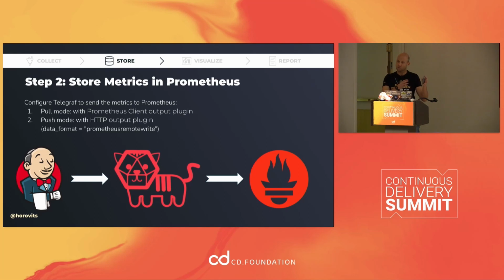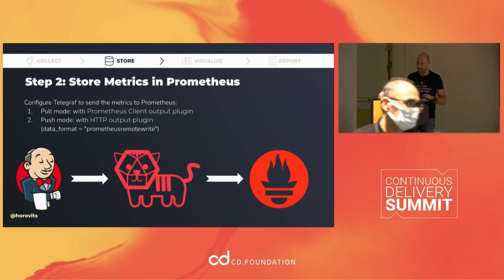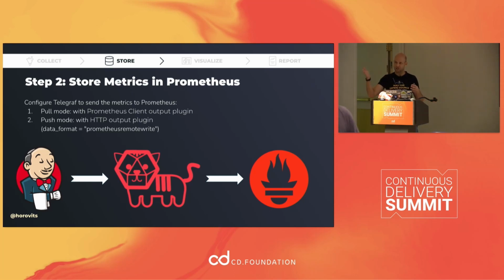And what you need to do is to configure Telegraf to send the metrics to Prometheus, and you have 2 options for that. You can do it in pull mode or in push mode. Pull mode is the default for Prometheus, in which case you configure Telegraf to expose a /metrics endpoint that Prometheus can scrape. If you want to do that, you use the Prometheus client output plugin. And if you want to use the push mode, you use the HTTP output plugin with the data format Prometheus remote write. So very simple, that's the store phase.